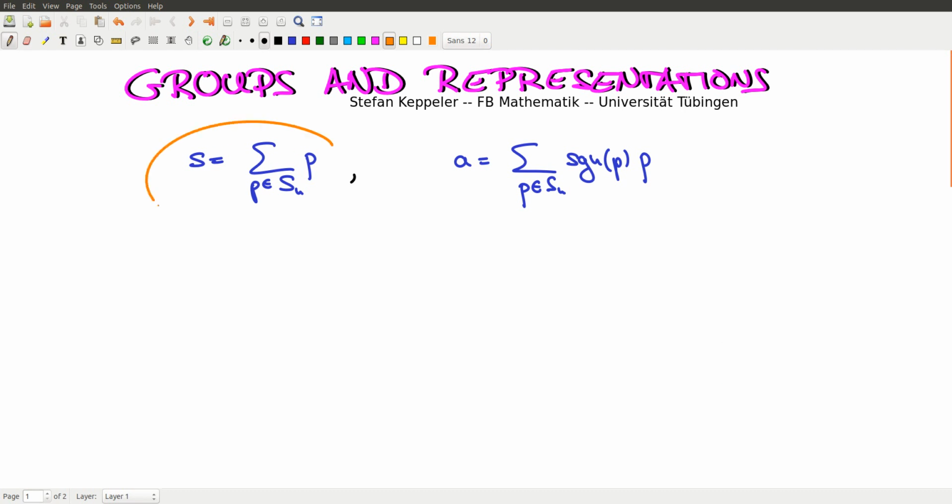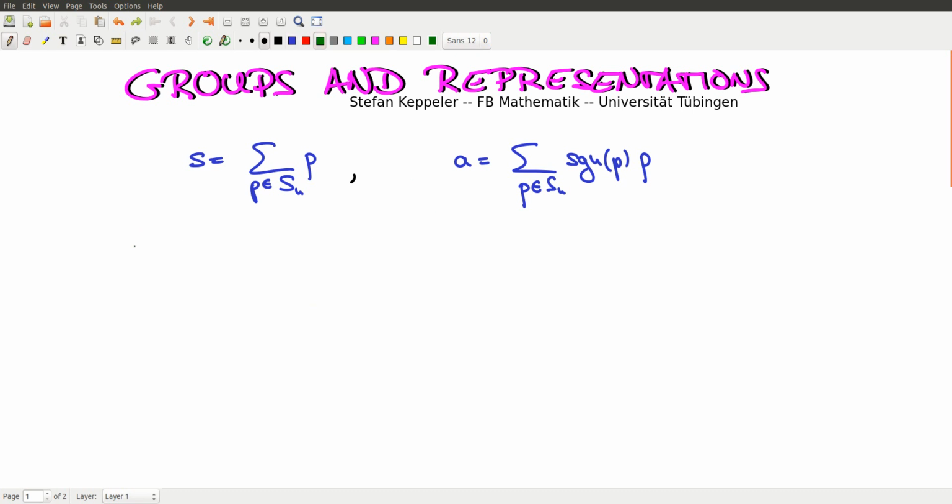Here we have the symmetrizer and the anti-symmetrizer of Sn. They are essentially idempotent, so S squared is proportional to S and A squared is proportional to A. And now let's look at which irreducible representations they generate.